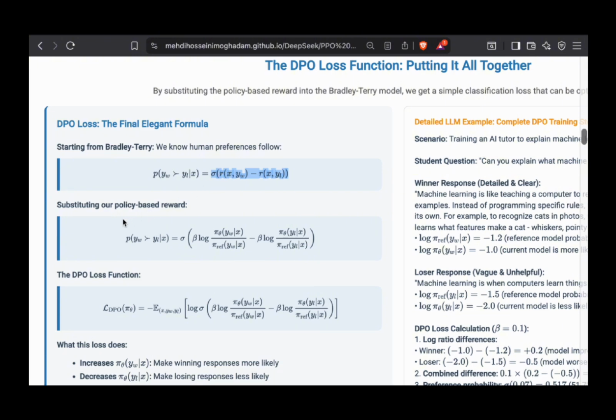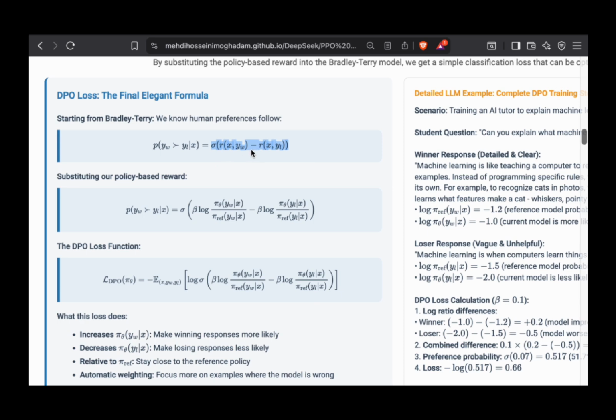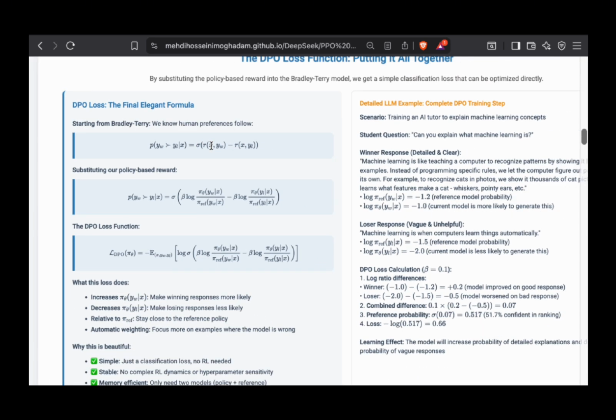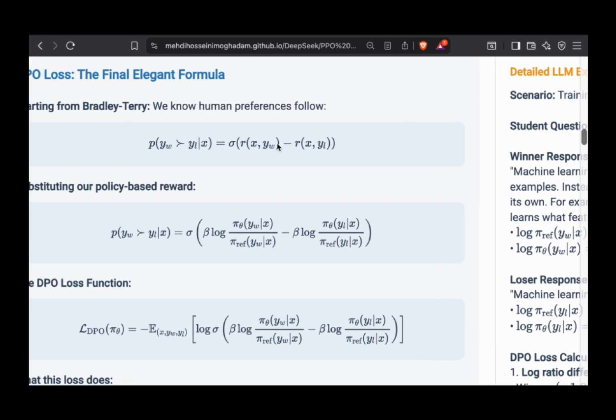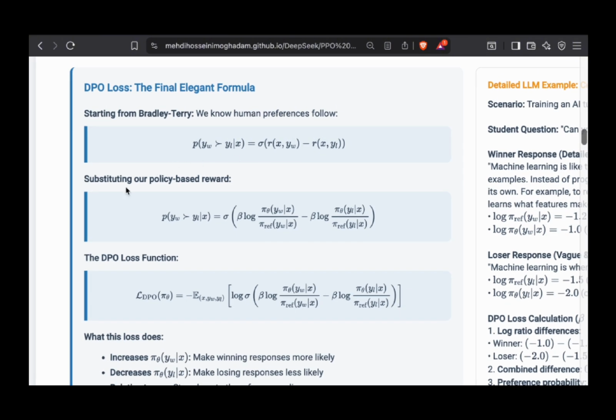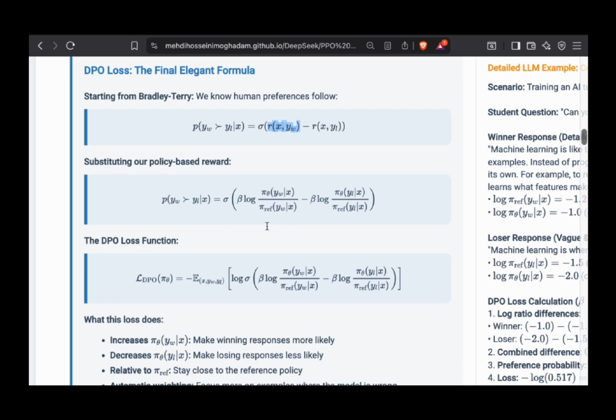And the way that we calculate it, if you just look at the sigmoid function, you can easily figure out how this equation comes to this form, that is, how we can get the sigmoid function of their difference. Now imagine substituting the policy-based reward instead of these rewards, the equivalent of this reward function, which as we saw was the log of the ratio.